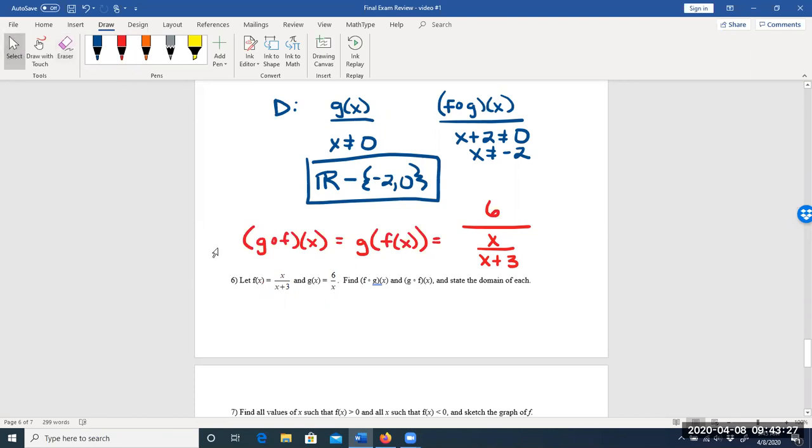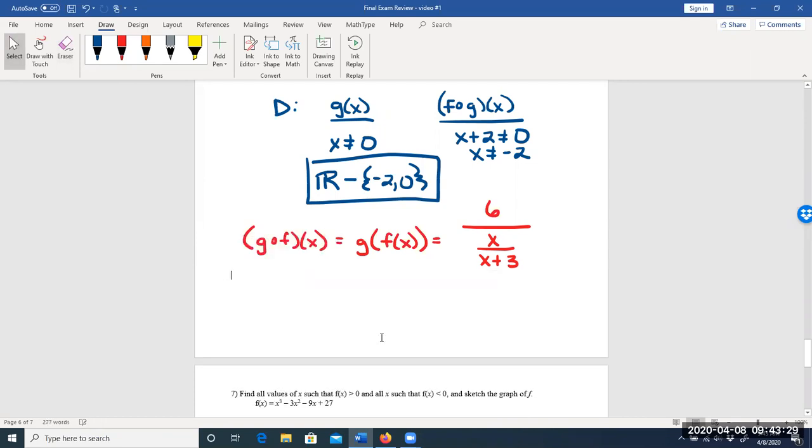All right, now I think I'm going to delete this now that we used that. So to simplify this, let me write it horizontally. So let me say that this is 6 divided by x over x plus 3. So this is the same thing as 6 over 1 times the reciprocal. So I'm going to flip.